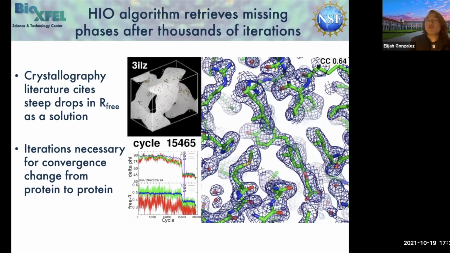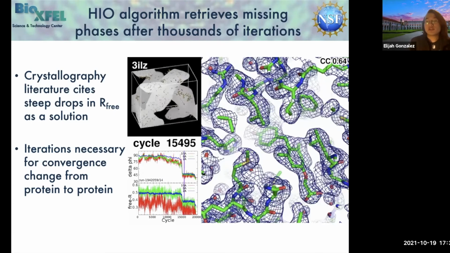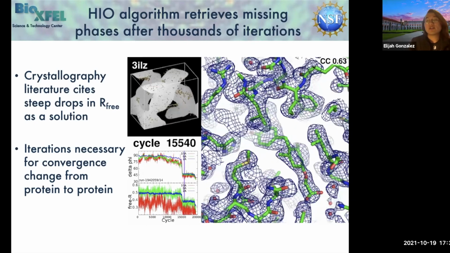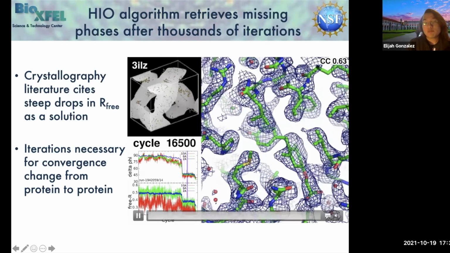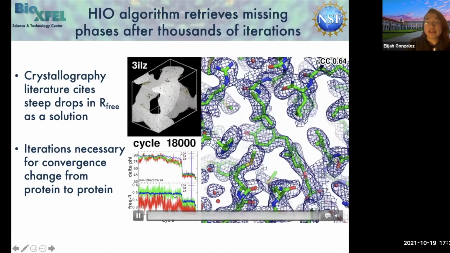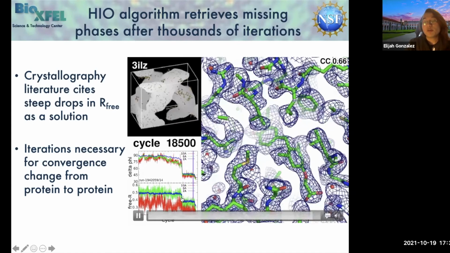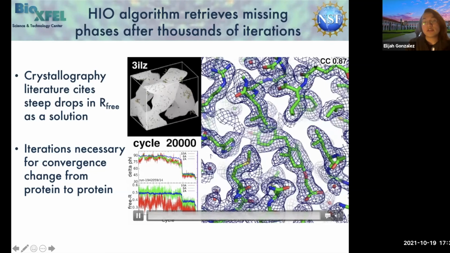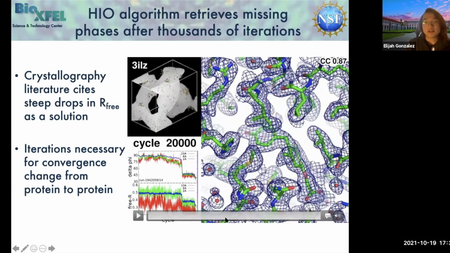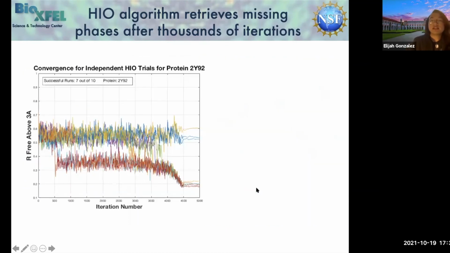But of course, we're not always generating these movies. Sometimes what we'll do is just look at the electron density grid after the fact, or we may look at the correlation coefficient. We're not monitoring over time. We're just checking at the end to make sure that if we did have a steep R-free drop, we believe that to be a solved structure, and we can confirm that using a correlation coefficient or say a phase error.